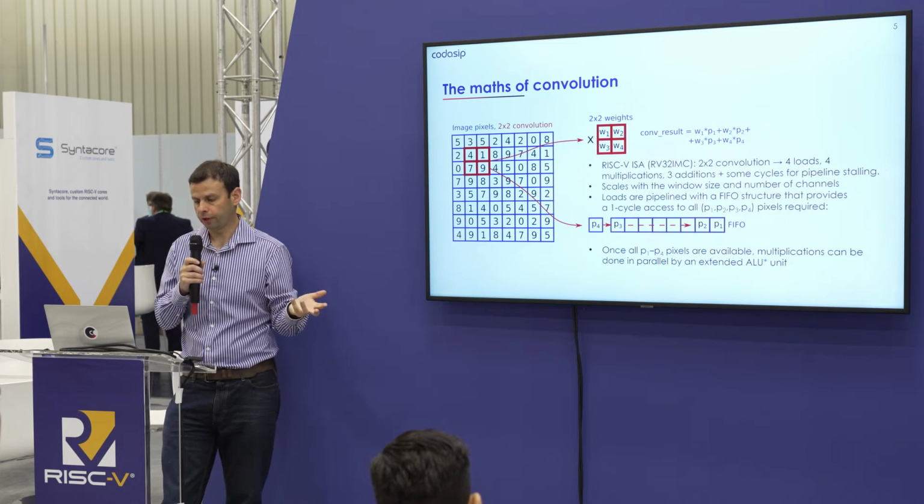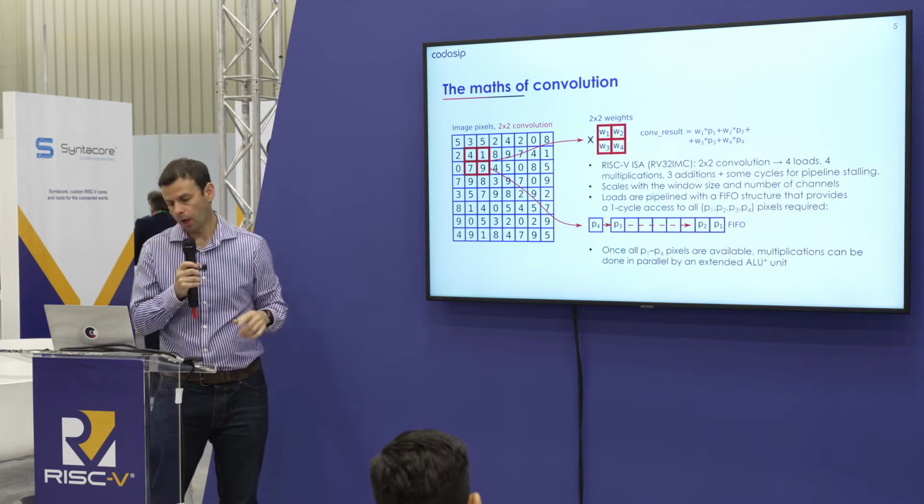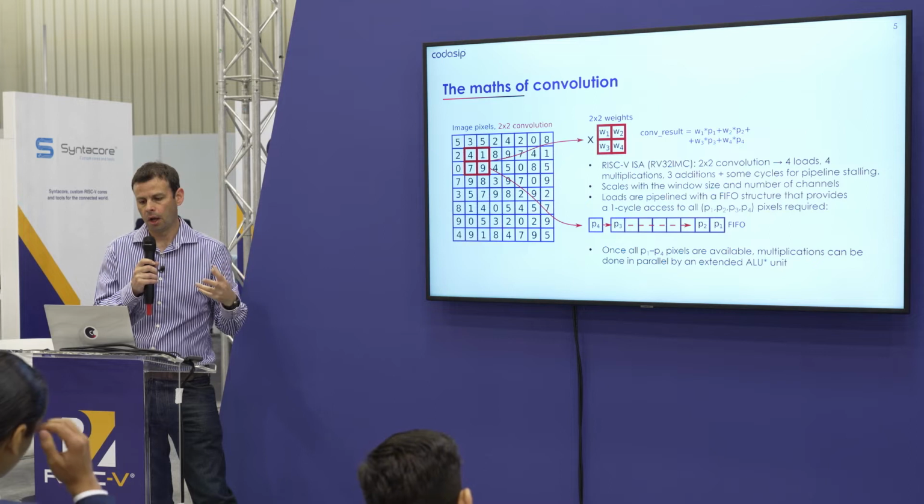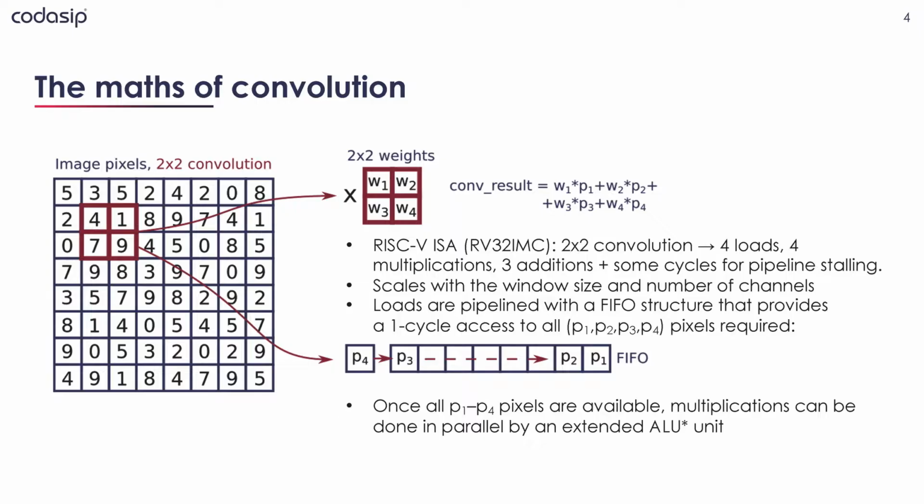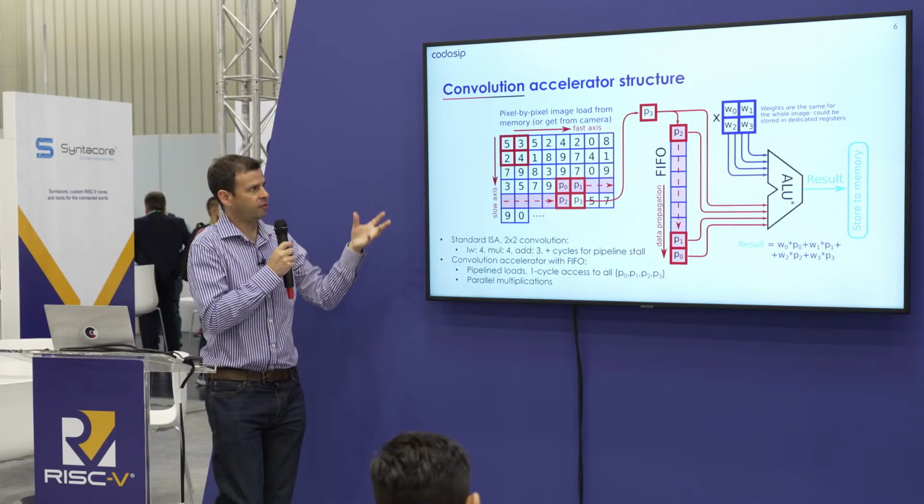One of the first things we can look at is pipelining the loads using a FIFO structure, and it'll become a little more clear on the next slide what I mean. By having a custom data storage element outside of the main register file, we can make all of those pixels available in a single cycle, and we can then extend the ALU to have a big parallel multiplier that will make the maths much, much faster. We can see that expanded a little bit here.